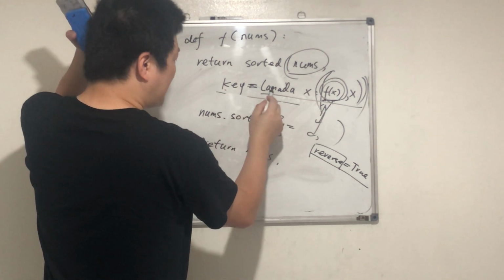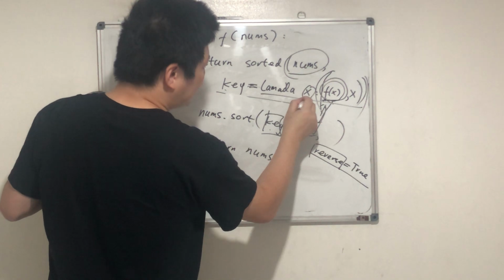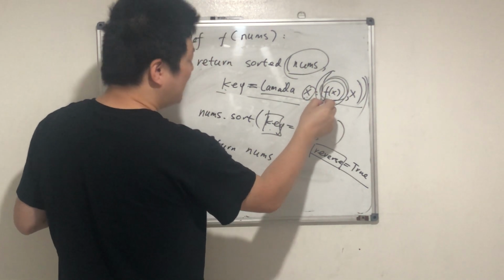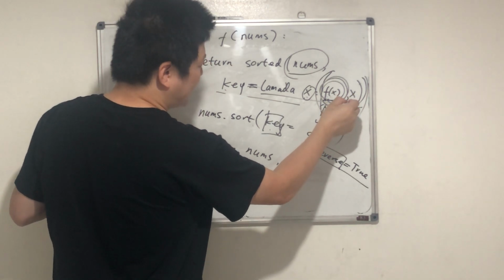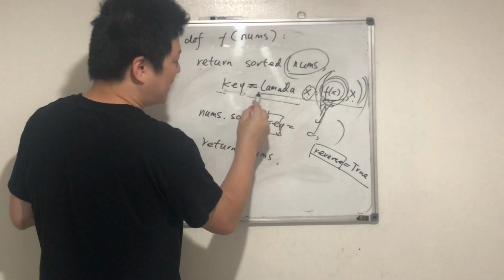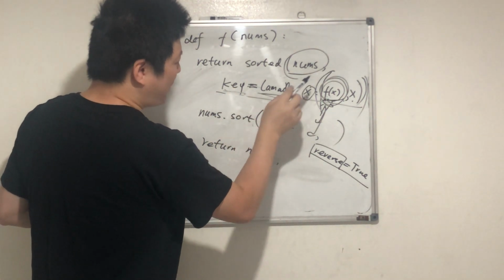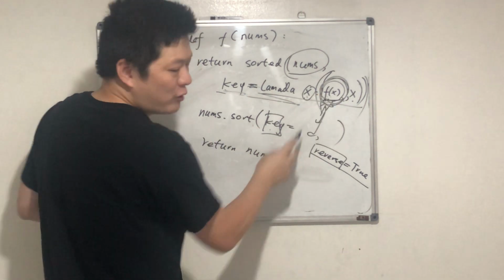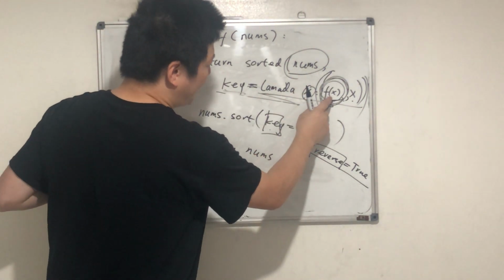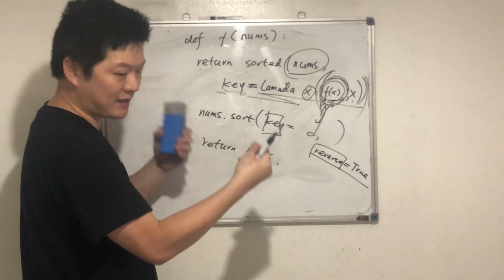Key equals lambda x. So this takes an x and returns a tuple, where the first value is the Hamming weight, and the second value is the value itself. When we pass this lambda key, lambda is a short function that takes the parameter x. We sort the numbers based on the Hamming weight first. And if there's a tie, if there are two numbers with the same Hamming weight, yeah?